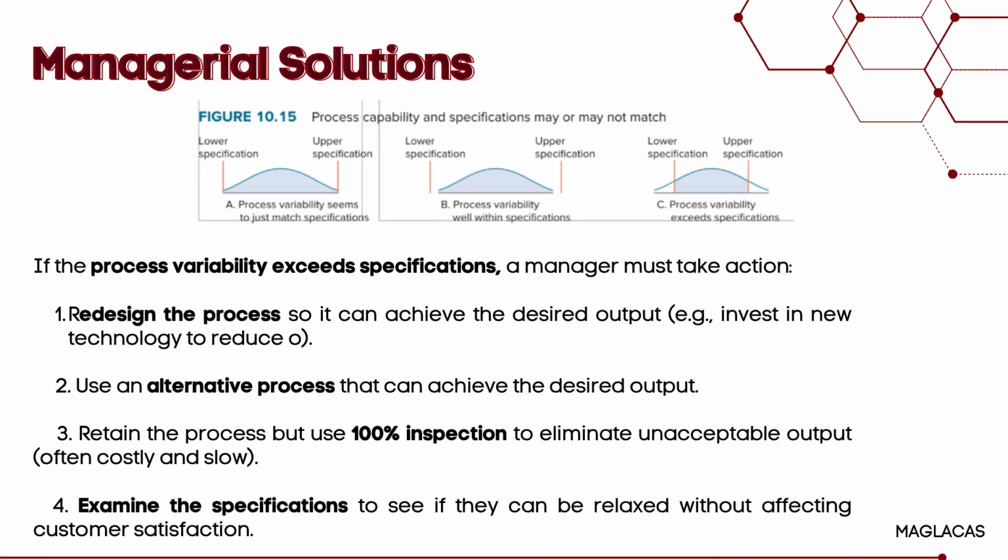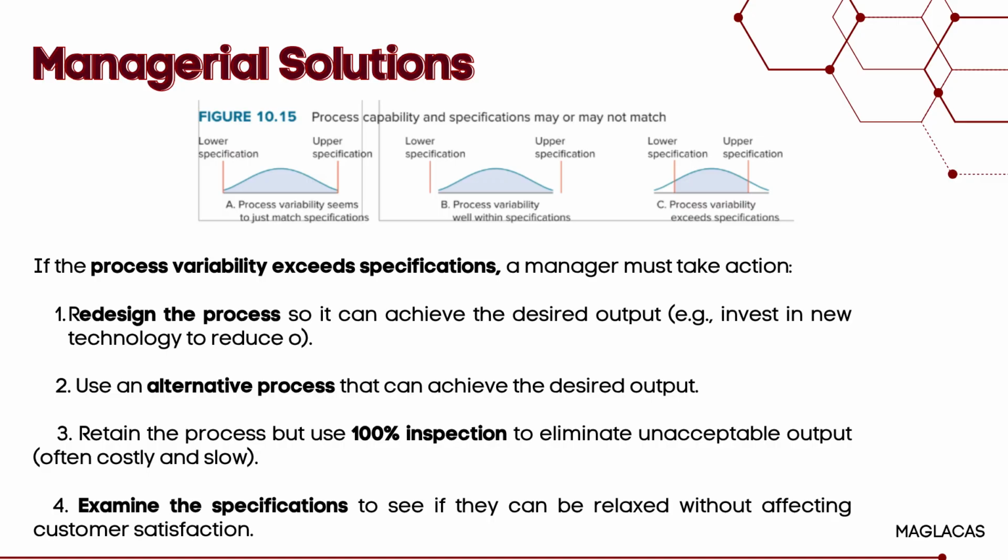Let's say our process is stable, but the variability is just too wide. It keeps going beyond the customer specifications. Since we can't ignore it, we have four main actions to address this. First, we can redesign the process. Maybe we need to invest in a new technology to simply shrink that variability. Second, if the first method is not feasible, we might need to find an alternative process altogether that's inherently tighter.